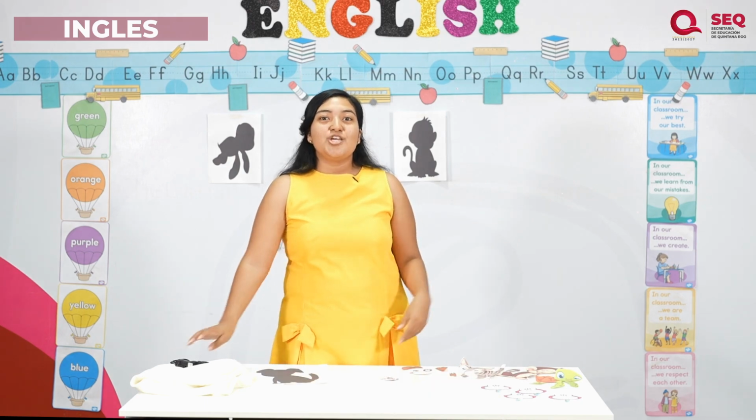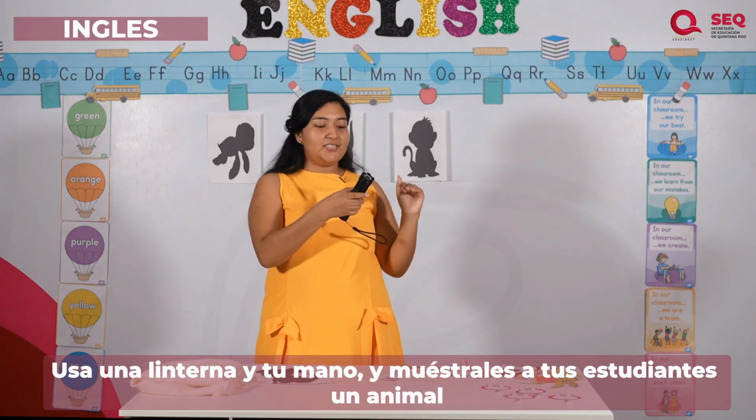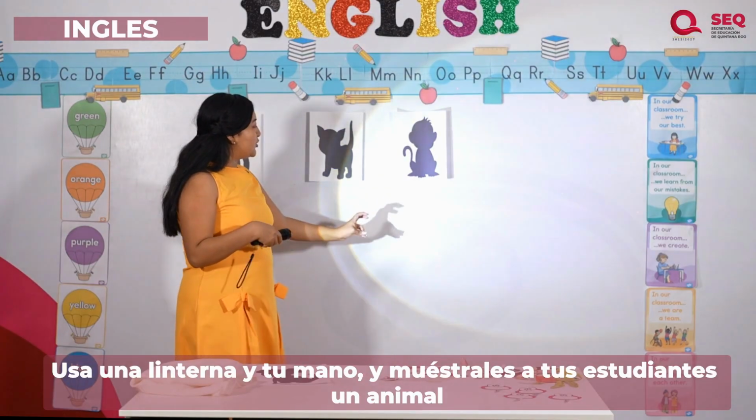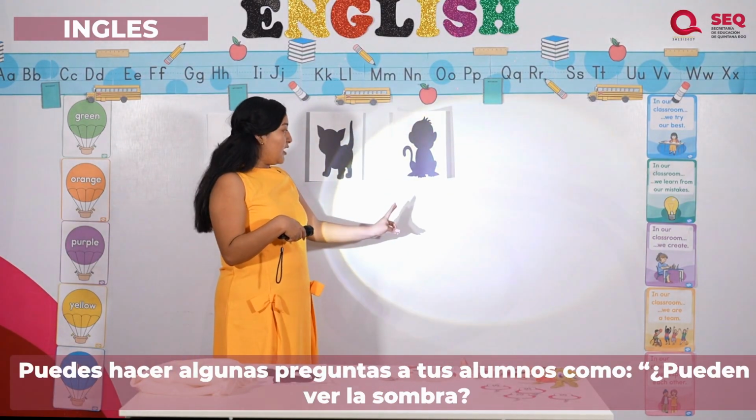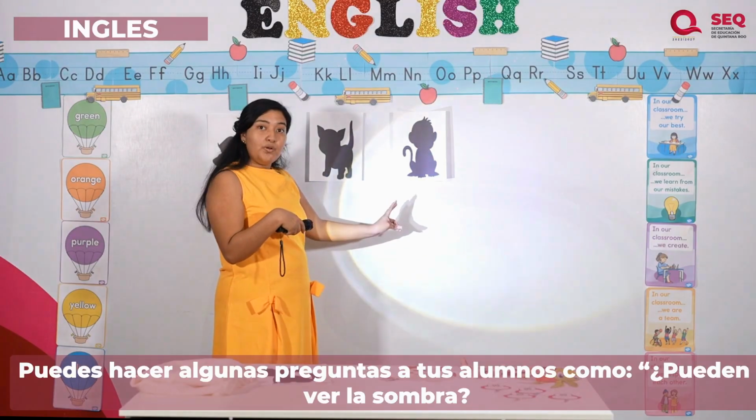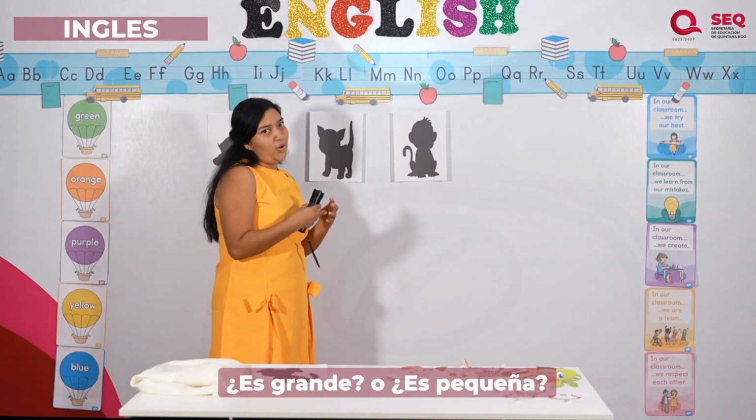Let's start. Use a flashlight in your hand and show your students an animal. You can ask some questions like, can you see a shadow? Is it big or is it small?